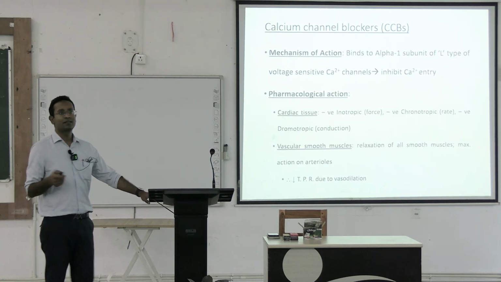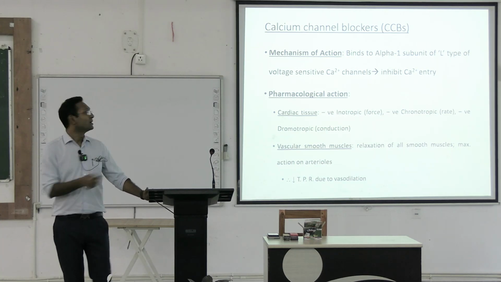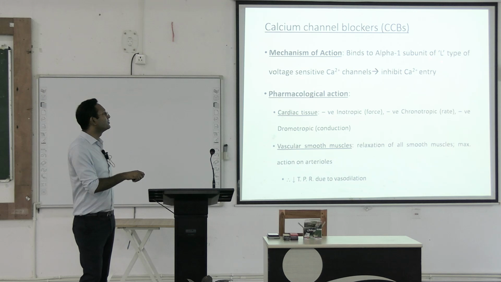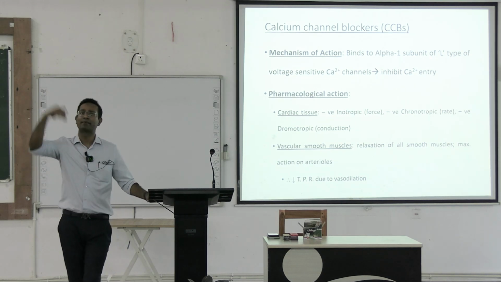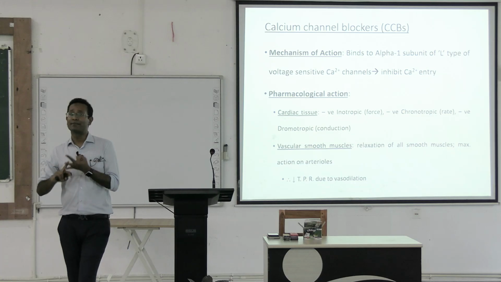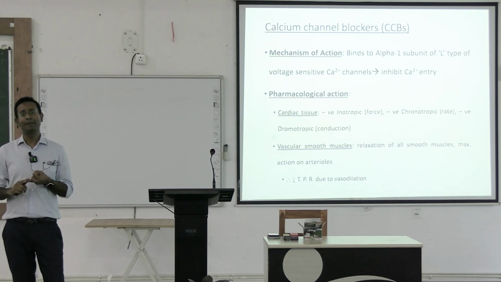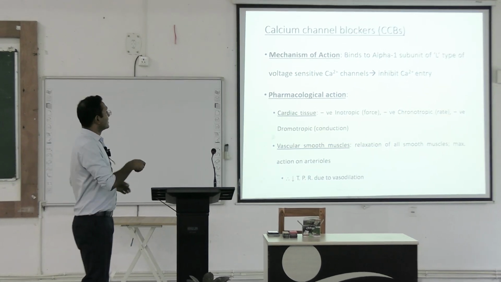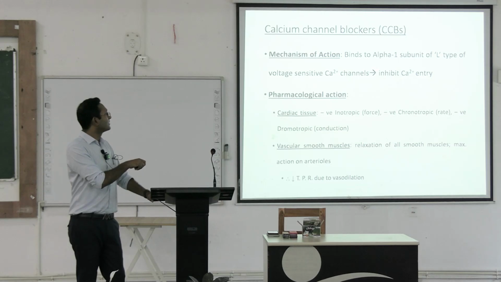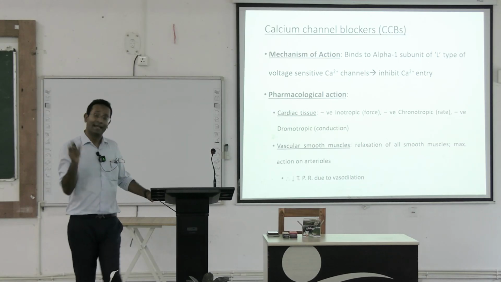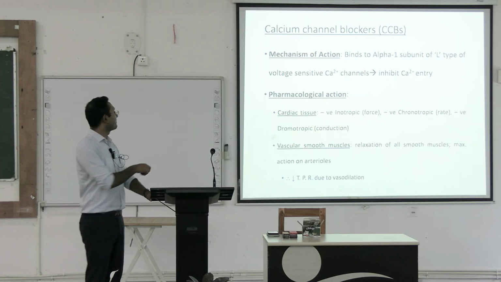Now, the mechanism of action of CCBs. CCB is a calcium channel blocker. It binds to the alpha 1 subunit of L-type voltage-sensitive calcium channels, thus inhibiting calcium entry into the cells. There are 3 types of calcium channels. What are the 3 types? L type, N type and T type. Most of these CCB drugs bind to the alpha 1 subunit of the L type. A few CCBs also act on the N type apart from the L type.